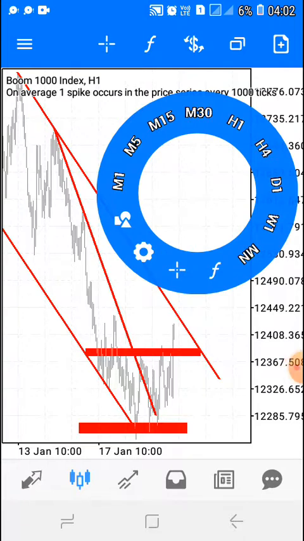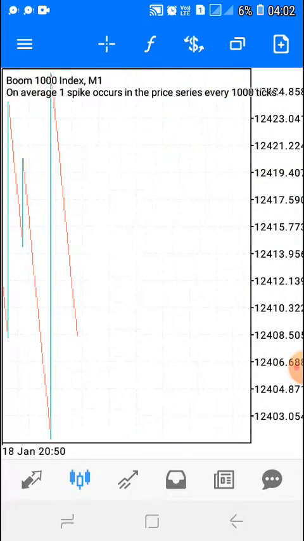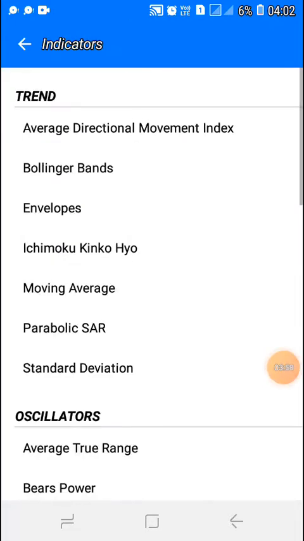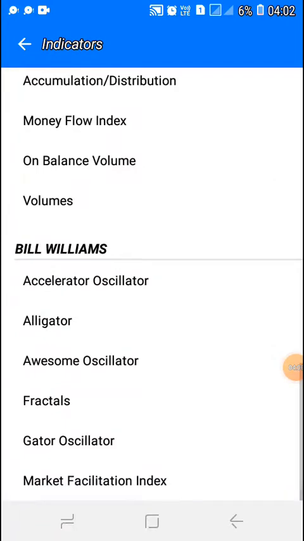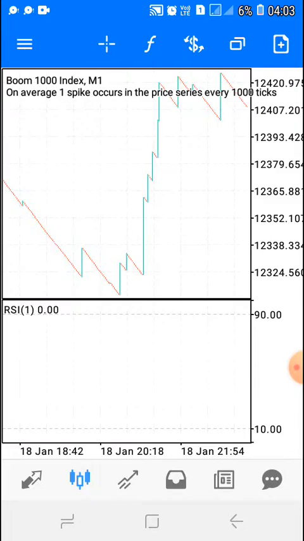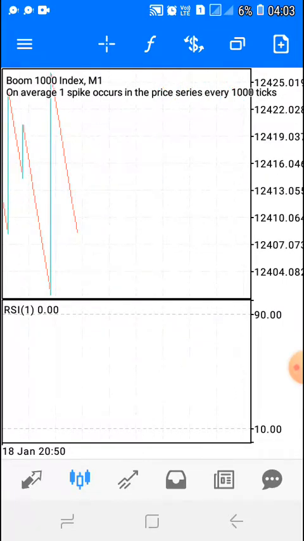So the next thing we want to do, once you find a trend in the 1 hour time frame, is scale down to the lower time frames. The first thing you're going to do is add these indicators that I have on my chart. The first one is your relative strength index. Make sure that your parameters are like this. The period should be 1, apply to close, style pixel blue, levels 90 and 10. So this is how it's supposed to look.